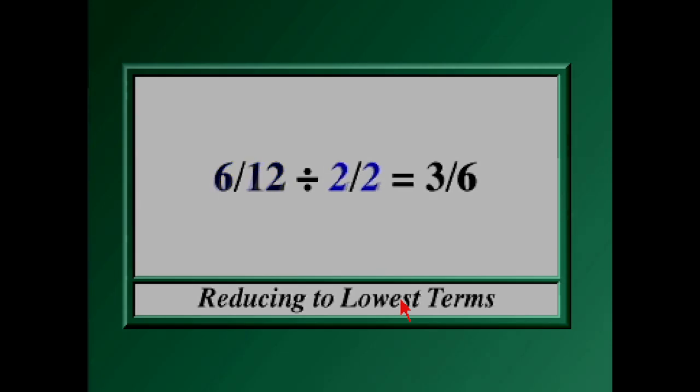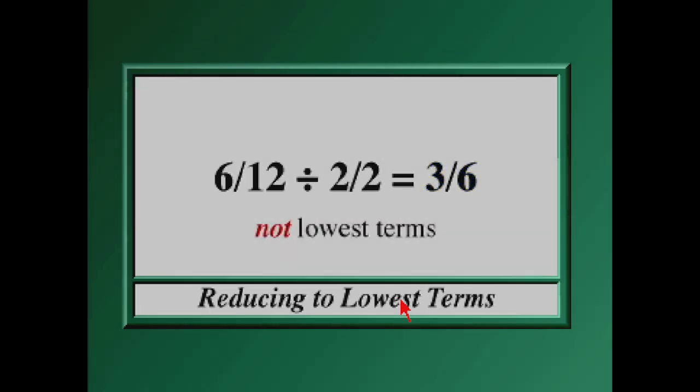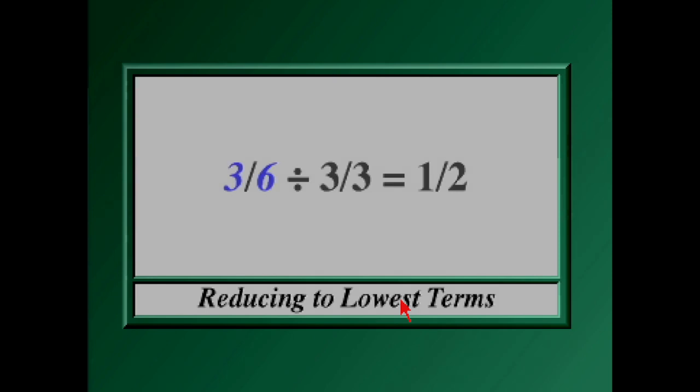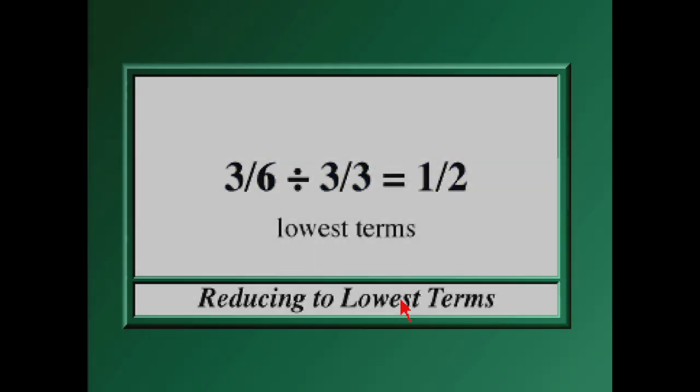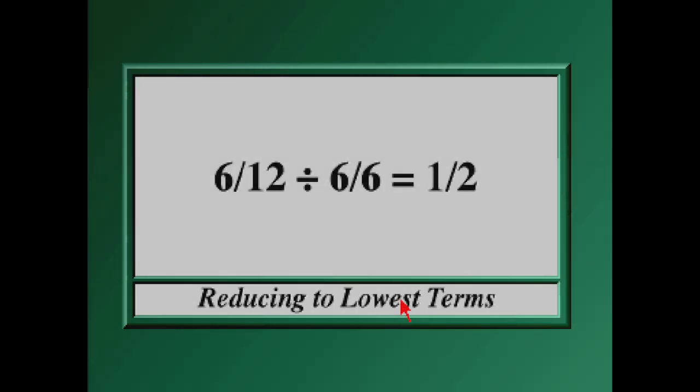6/12 divided by 2 over 2 is reduced to 3/6, but this is not the lowest term of the fraction. 3/6 can be further reduced by dividing both the numerator and the denominator by 3. 1/2 results, which is the lowest term of the fraction. Thus, 6/12 can be reduced to lowest terms by dividing the numerator and the denominator by a number which results in the fraction 1/2. To reduce 6/12 to lowest terms, divide 6 into 6 and 6 into 12. 1/2 results.